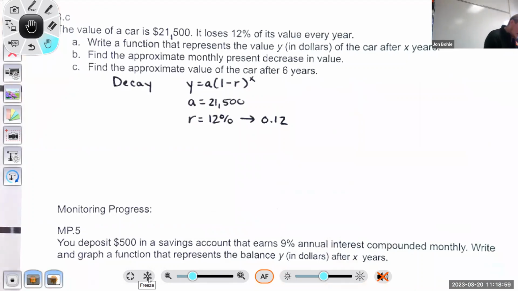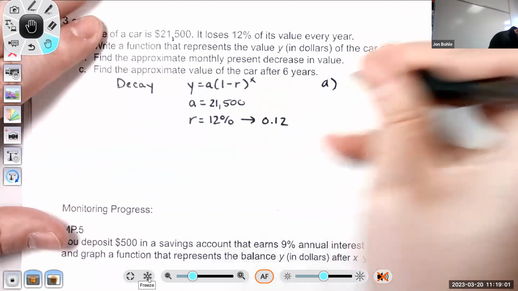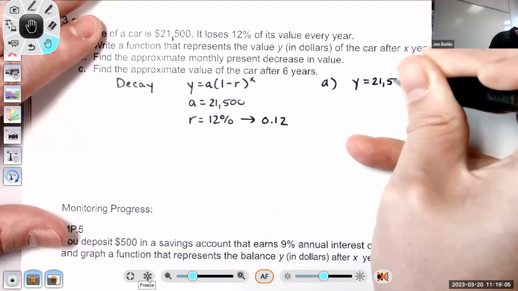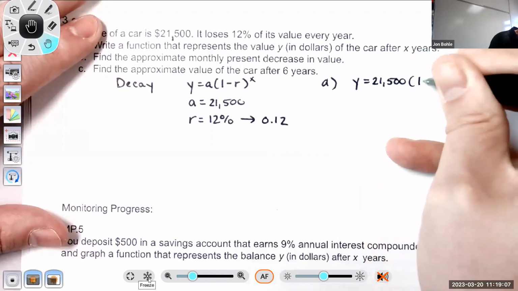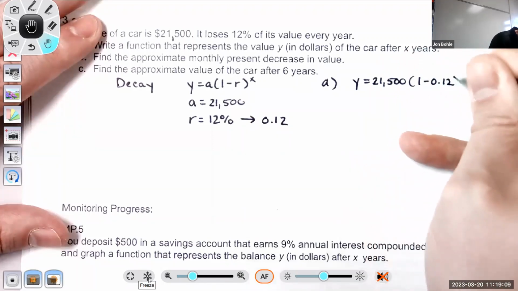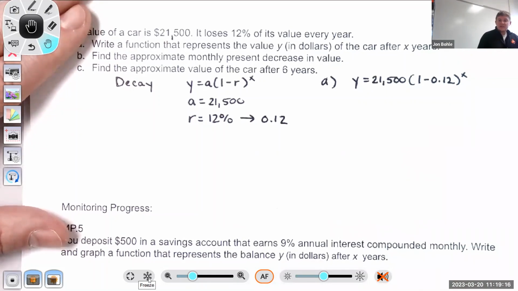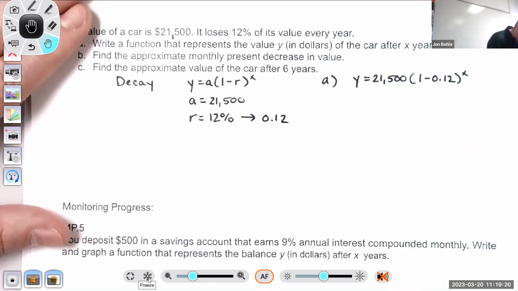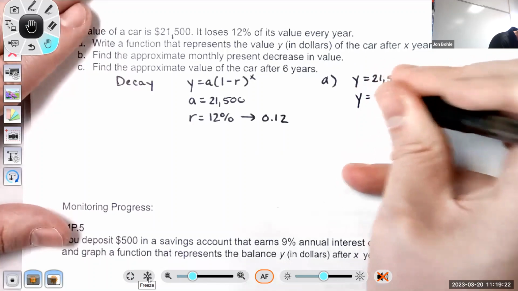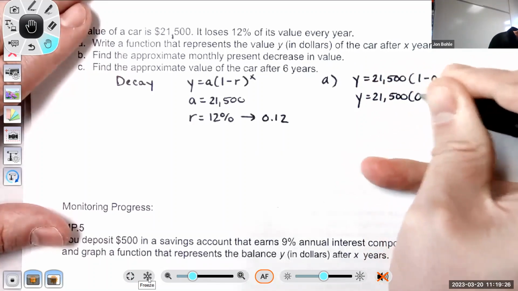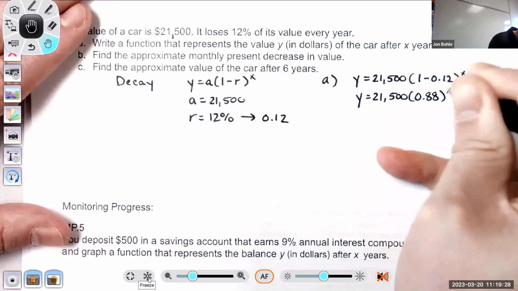So now for part A, I'm going to write the equation. Y equals 21,500 times (1 minus 0.12) to the X power. You may have to take a calculator and type 1 minus 0.12 to get 0.88. And that's part A.